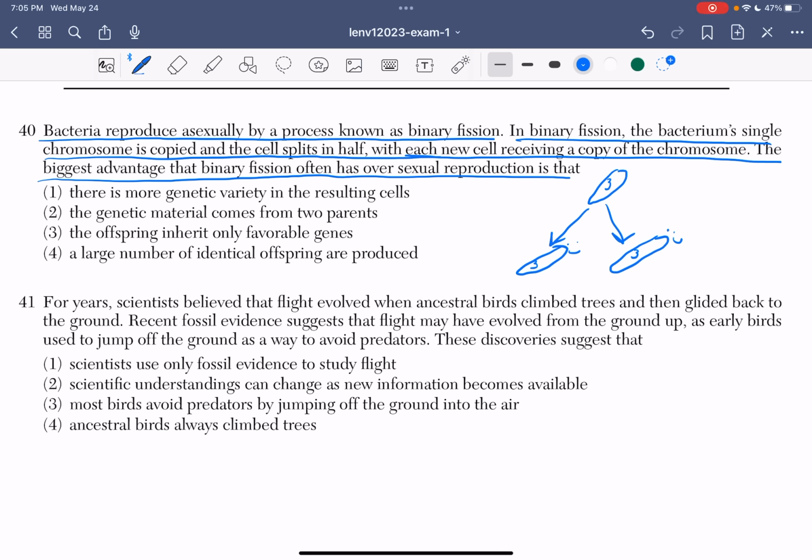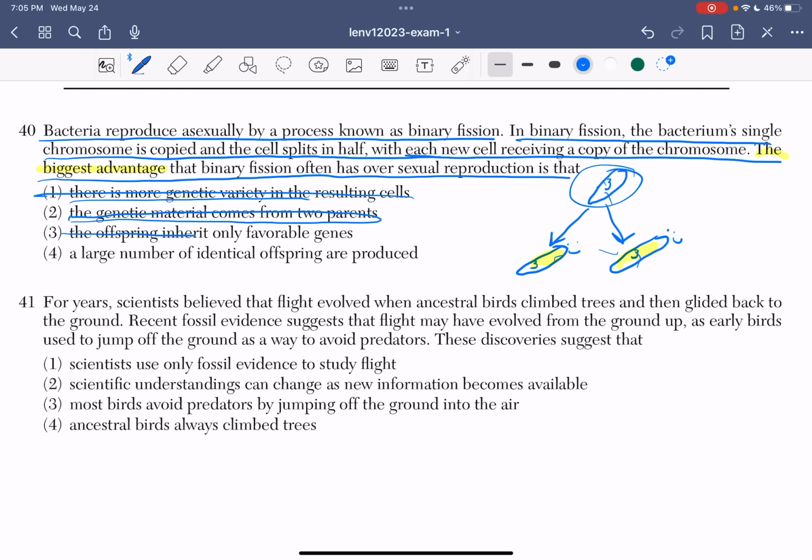So let's see what choices we have for number 40. Let's also highlight what the question is here. The biggest advantage, what is the best thing about having this type of reproduction? Okay. For number 40. There is more genetic variety? Absolutely not. There's no variety. It's the same exact clone. The genetic material comes from 2 parents? It surely does not. It only comes from 1 parent.